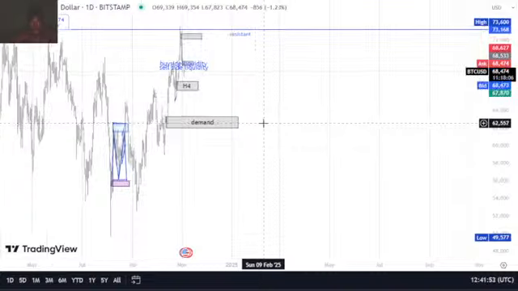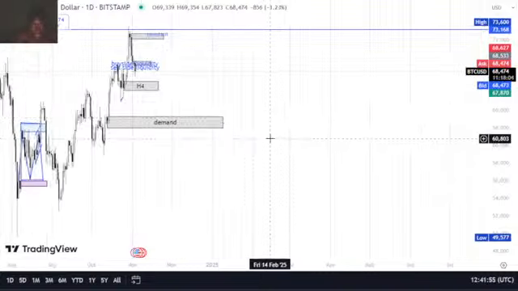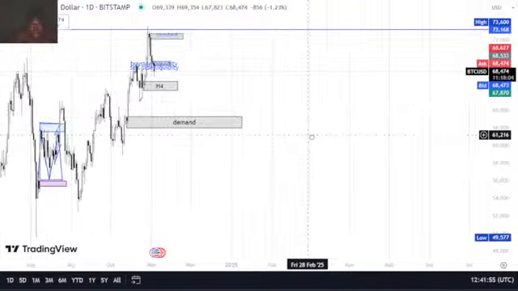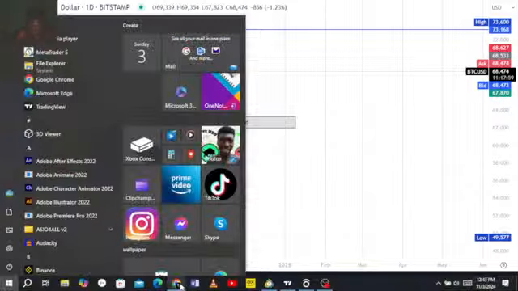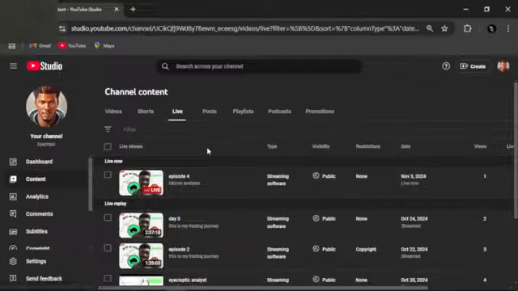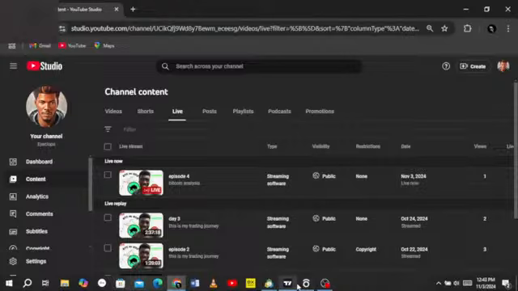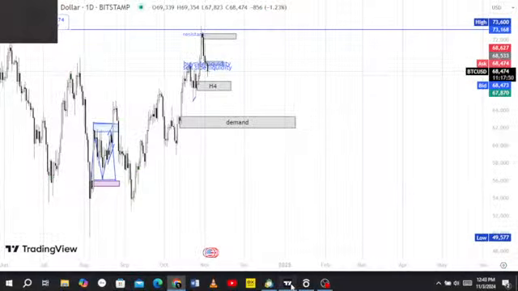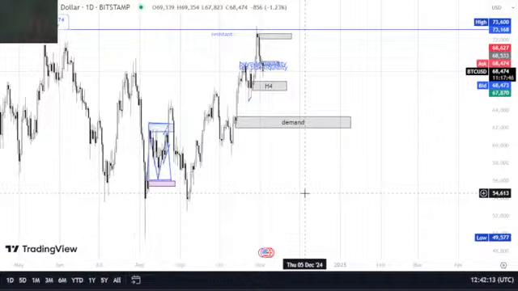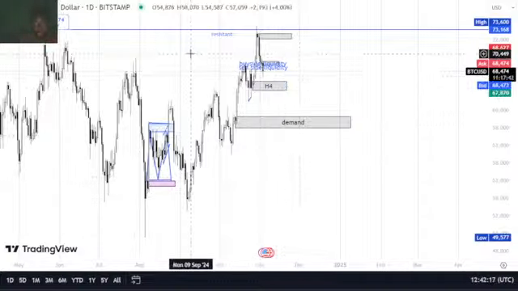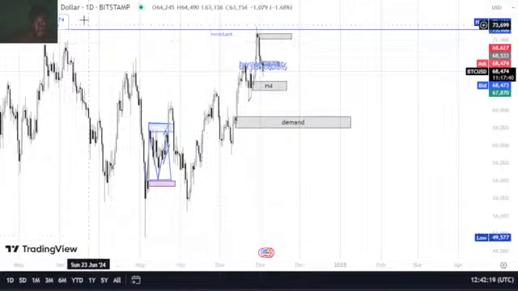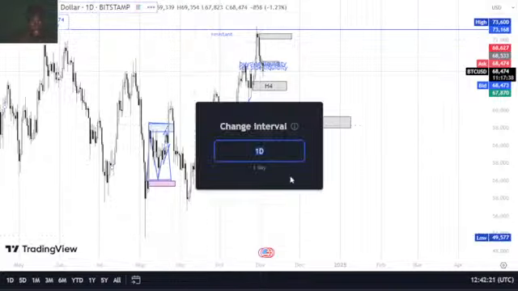So let's see what is up next. We are just waiting for price to dance its way out, maneuver its way out into that level we have speculated.